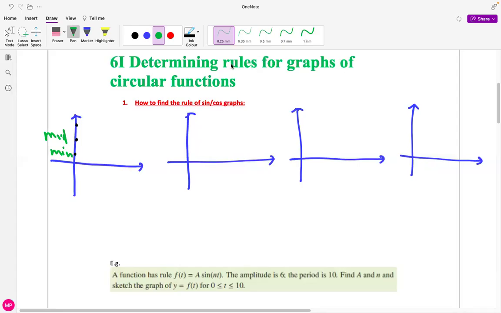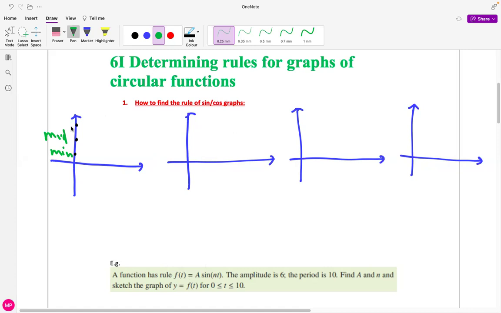Hi everyone. Today we're going to talk about how to find the rule of sine and cos graph. We're going to learn different types of shapes and what the general equation looks like. And we're going to learn how to find the unknown constants here as well.